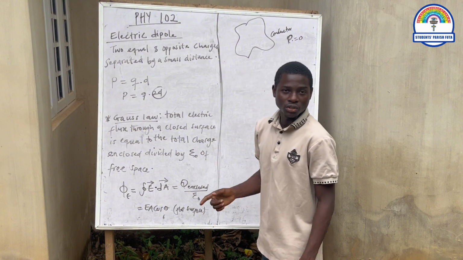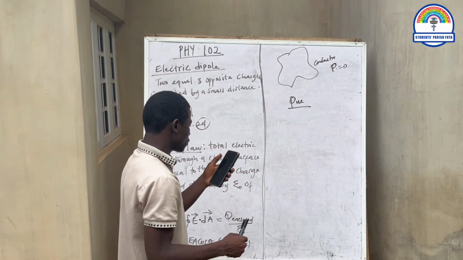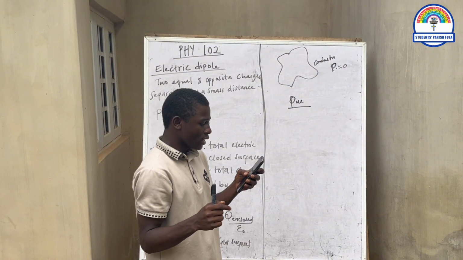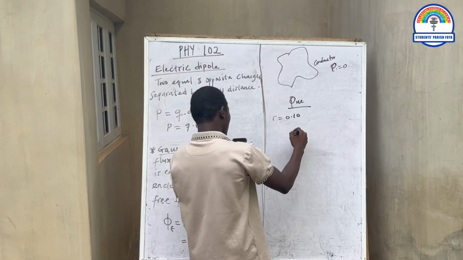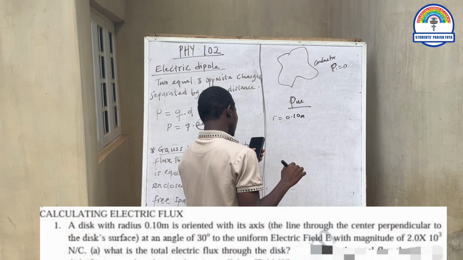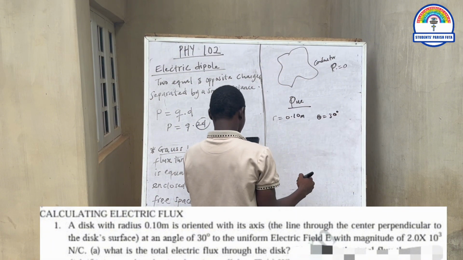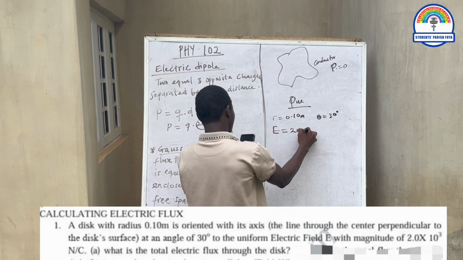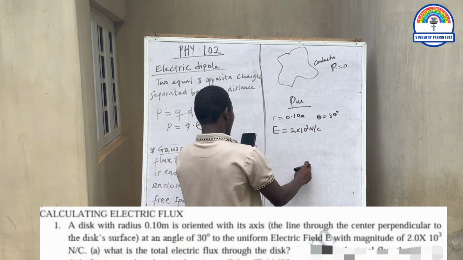So we're going to take a question now under this Gauss's law. Let's take this question, and it will be displayed on the screen. The question goes thus: a disk with radius 0.10 meter is oriented with its axis, the line through the center perpendicular to the disk surface, at an angle of 30 degrees to a uniform electric field which has a magnitude of 2 times 10 to the power 3 Newton per coulomb. What is the total electric flux?